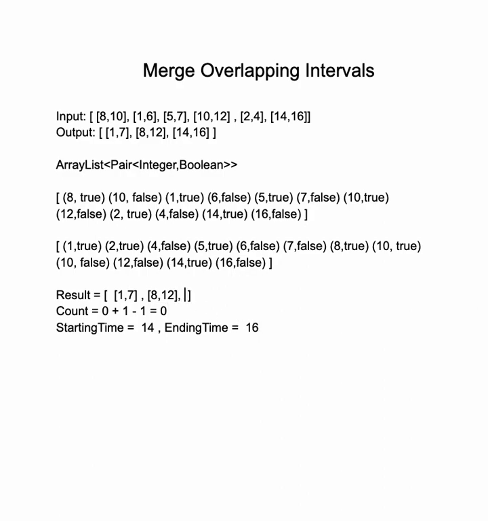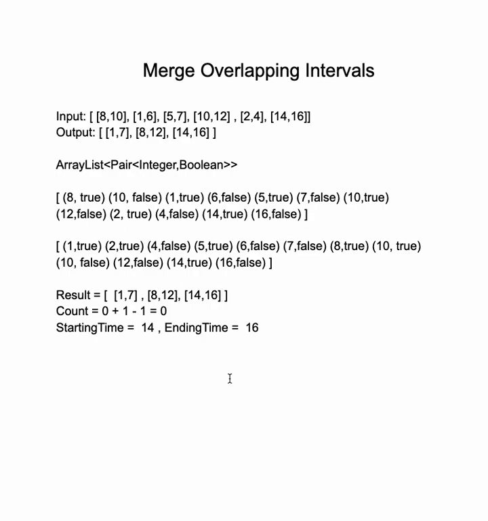Now we got our third set of interval. Since the count is 0, we can update the result. The third set of interval will be 14 comma 16. So this is our expected result. It is 1 comma 7, 8 comma 12, 14 comma 16. So this is the final solution.